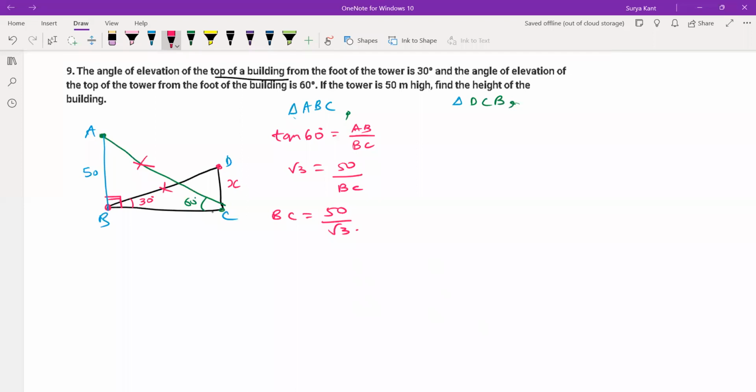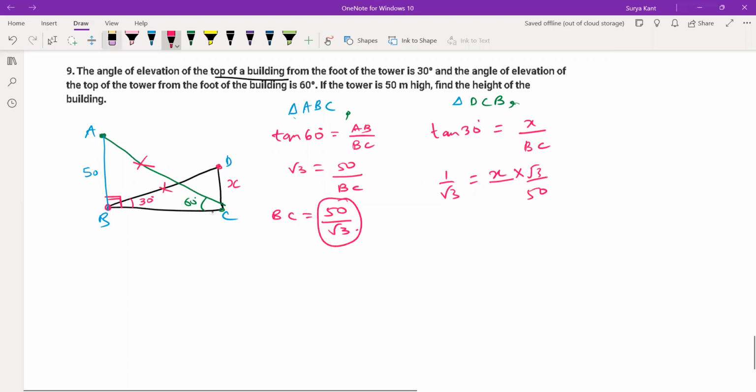Next part is your DCB, that is tan 30. Tan 30 is X by BC. So tan 30 is 1 by root 3, X as it is, and BC we put the value 50 by root 3. So multiply, you write root 3 by 50. We can interchange, children. In place of BC, 50 by root 3 is there. If I'm writing in multiplication, what should I write? Root 3 by 50. Clear?